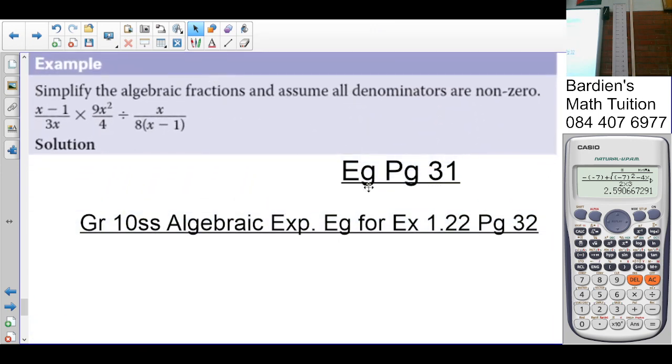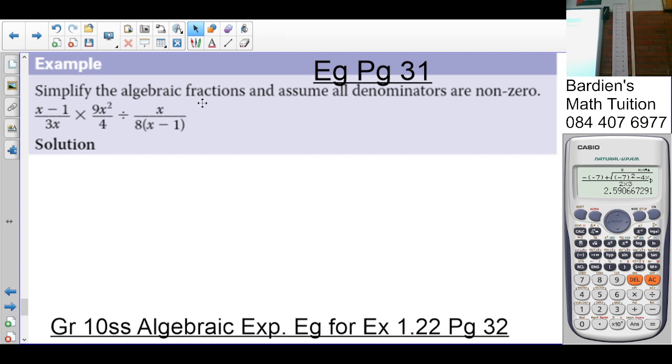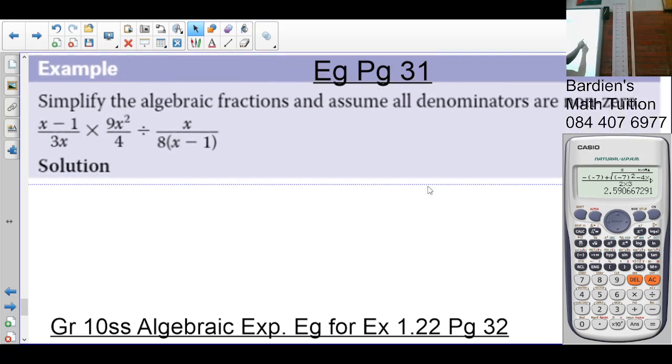This is example 2, and example 2 is on page 31. Simplify the algebraic fractions and assume all denominators are non-zero. Why do you think they tell you that the denominators are non-zero? Because, yes, good start. Because? Yes, if it's over 0, it's undefined. You can't just say because, okay?